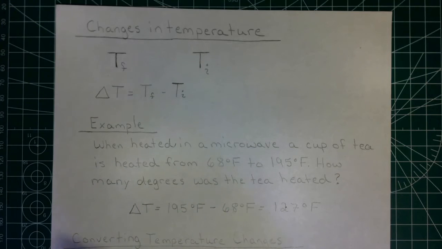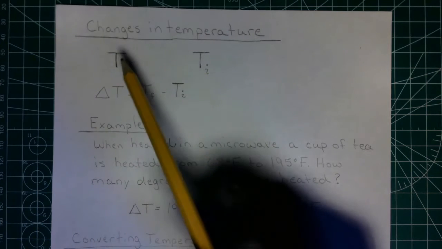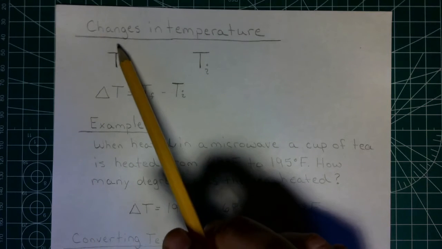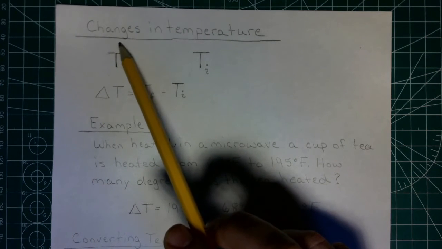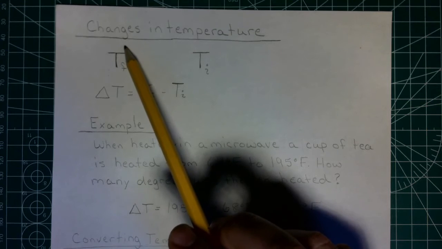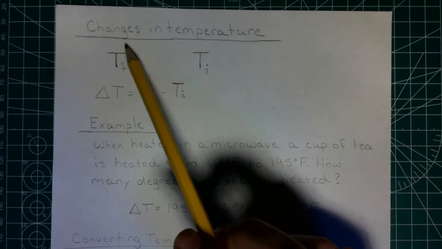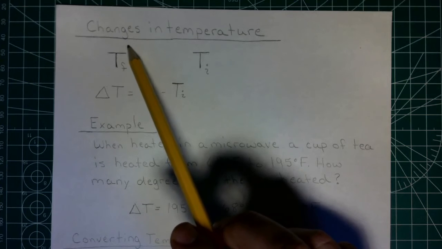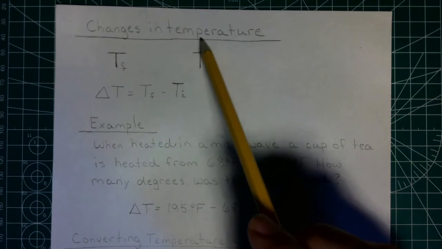Okay, so far we've been talking about actual temperature measurements, points and measurements in temperature. Now we're going to switch gears a little bit to something a little more esoteric, more conceptual, where we're going to talk about the quantities that are just changes in temperature.